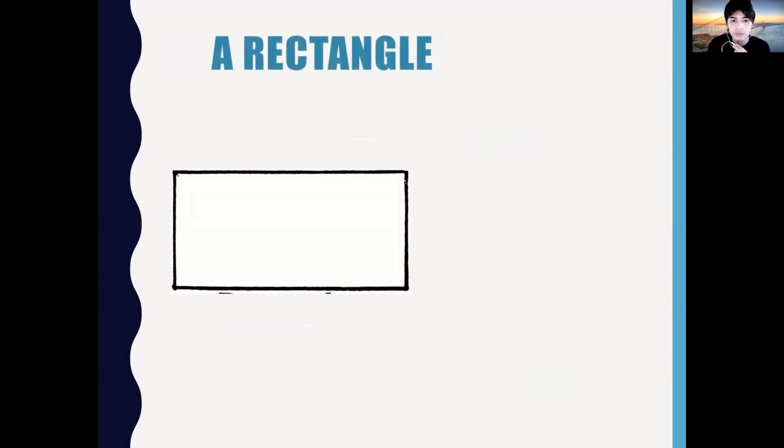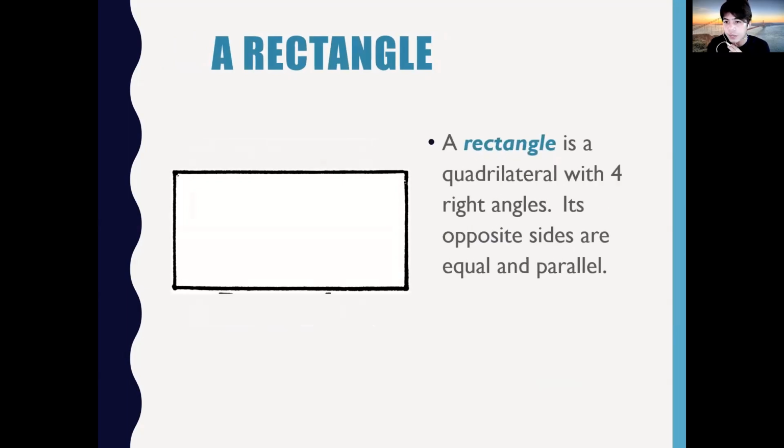A rectangle, so we have here the illustration of a rectangle. A rectangle is a quadrilateral with four right angles, and its opposite sides are parallel. So we have here all of the angles are right angles, and then the opposite sides of the rectangle are equal and parallel. So that means the upper side and the lower side are equal and parallel, and then the left side and the right side are also equal and parallel to each other.